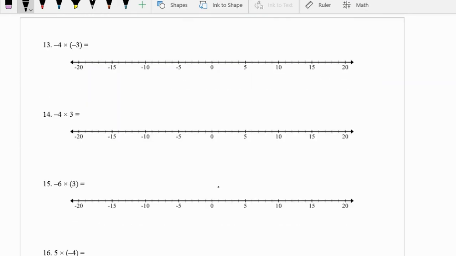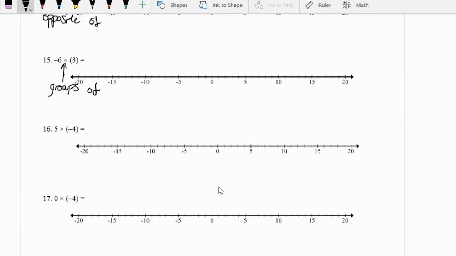So guys, remember, the negative out front, this negative here, means the opposite of. So this is the opposite of 4 times 3. This is the opposite of 4 groups of -3. And remember what multiplication means, what it's saying that it means, is groups of.